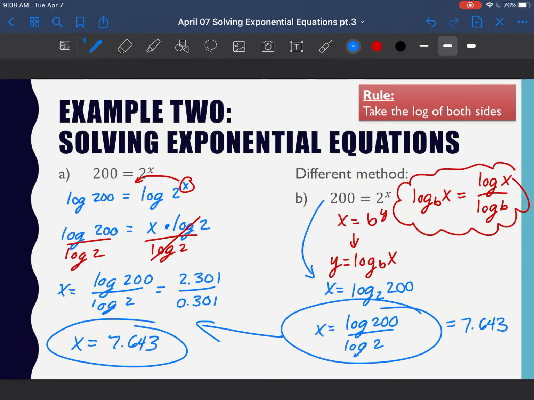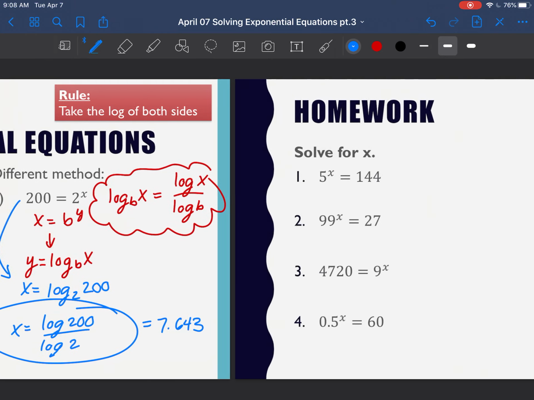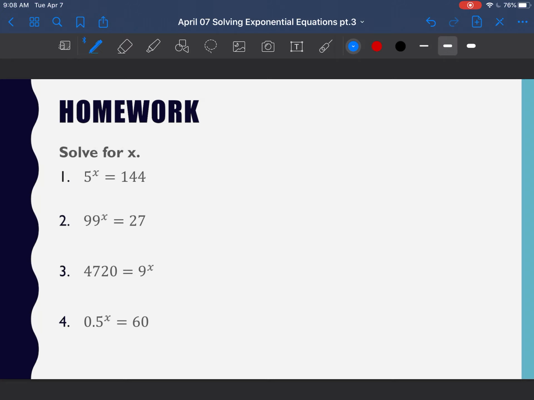All right, so two methods. I don't recommend that second method, but it does still work. Here's your homework, just 4 problems, pretty simple. Again, I really recommend that you do the log method first, where you take the log of both sides, but if that doesn't make sense, then obviously you can use a change of base formula.